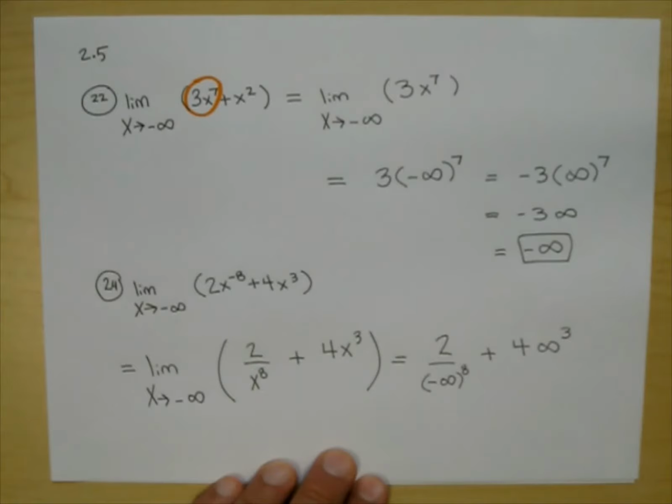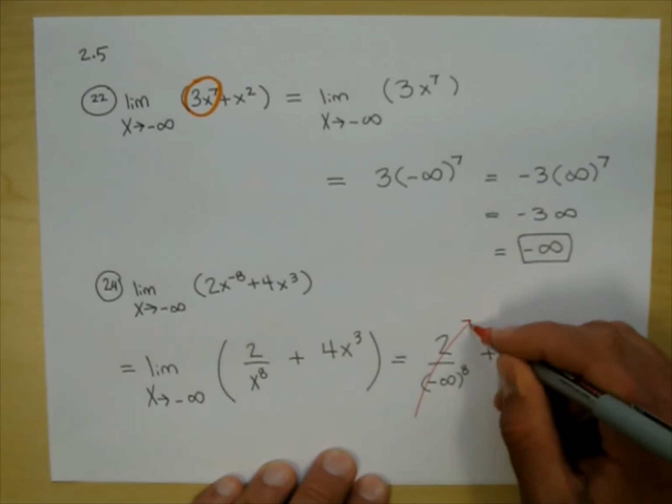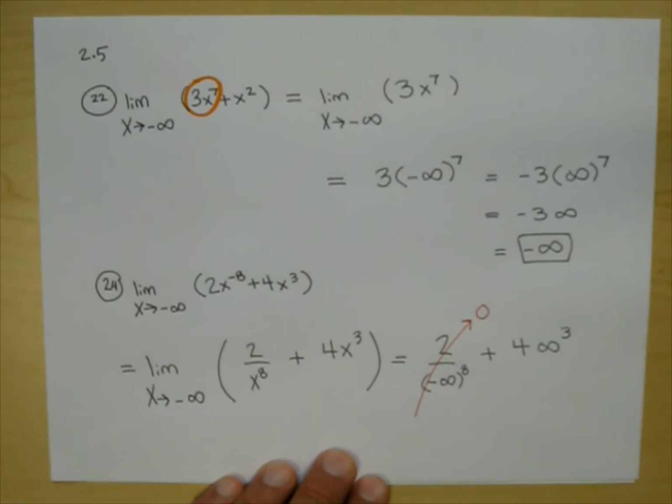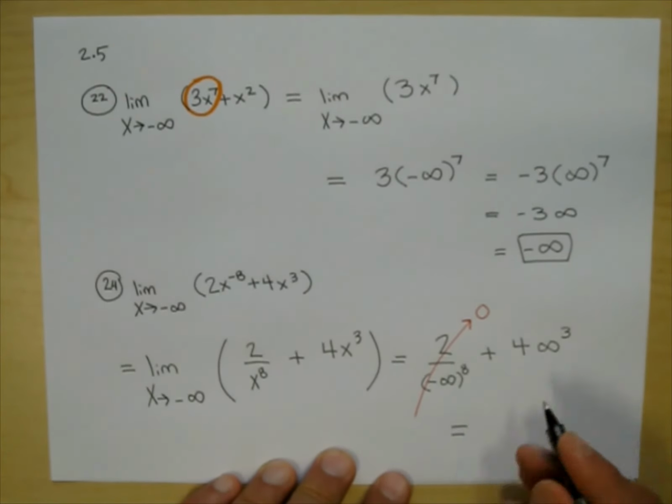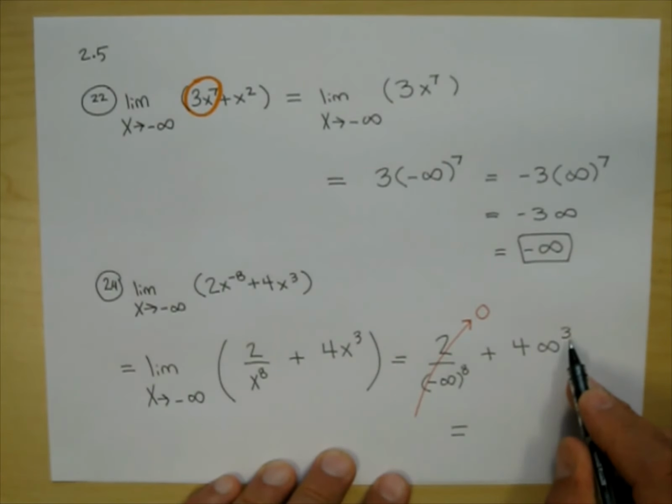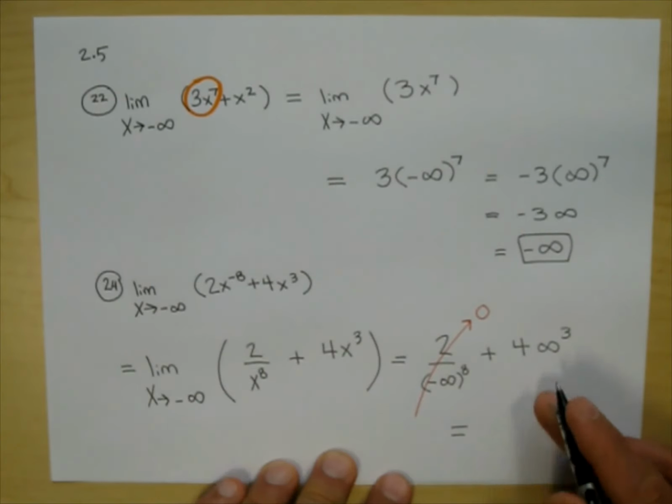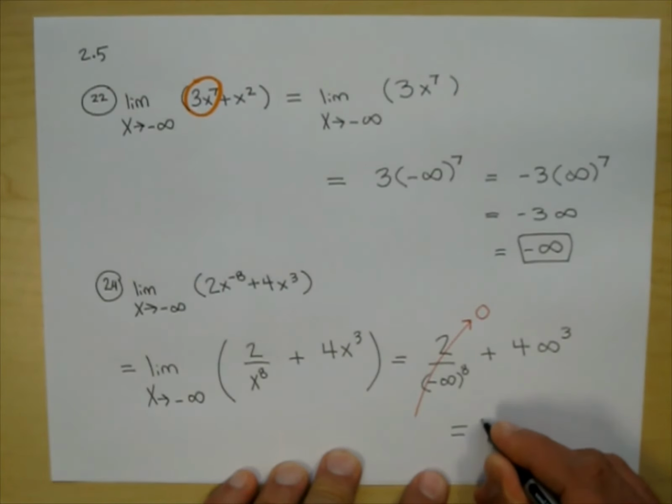Let's talk about this one right here. Negative infinity to the 8th is going to be an infinity. 2 over infinity, that goes to 0. Meanwhile, over here we have infinity cubed is infinity. Infinity times 4 is infinity. My final answer.